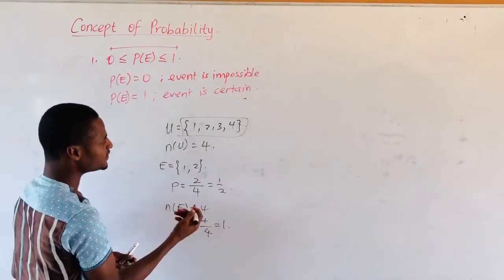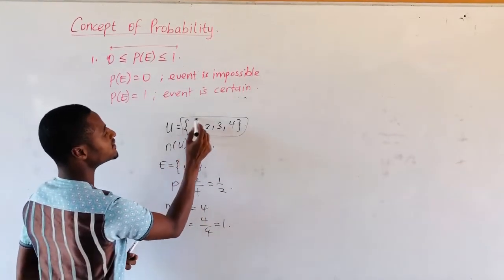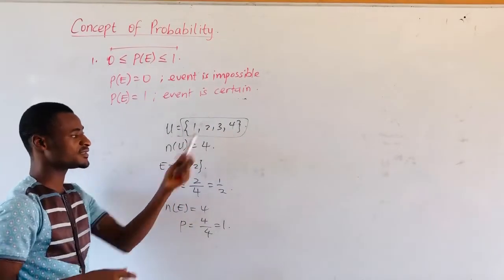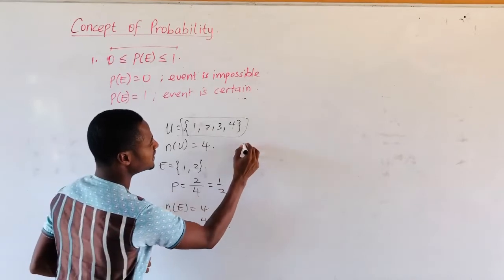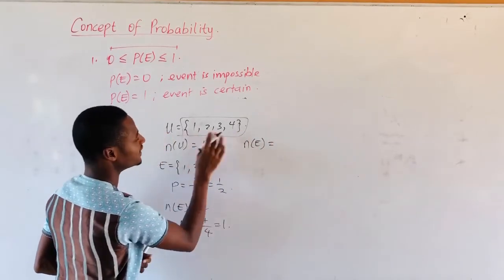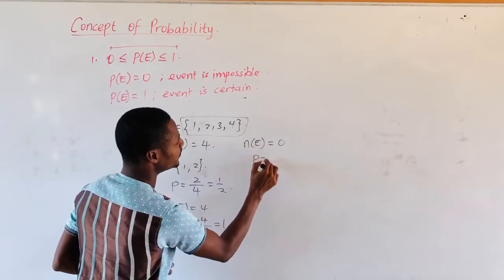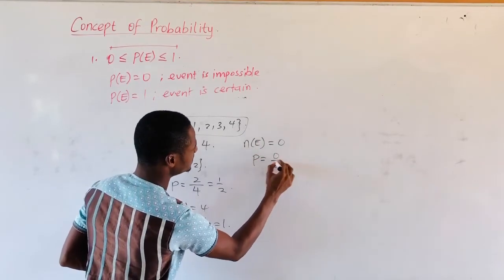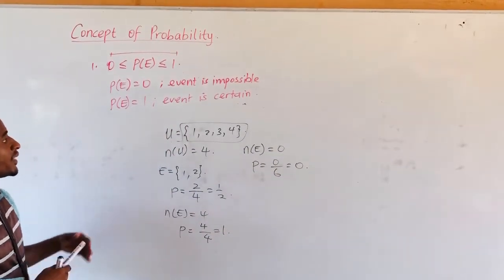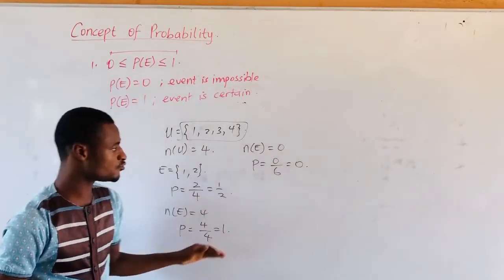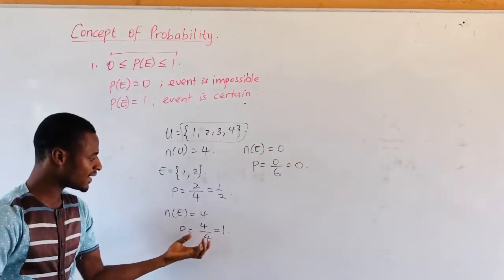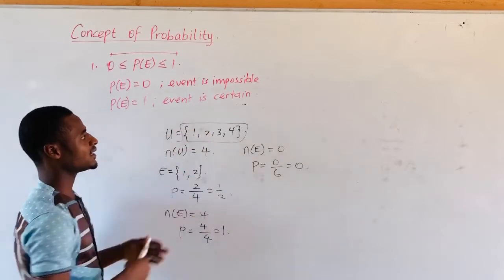And the smallest event we can get is a null set. We said the event is a subset of this. And the null or empty set is a subset of every set. So the number of elements in an empty set is 0. And that probability will be equal to 0 over 4, which will give us 0. So probability value must always range from 0 to 1. The smallest is 0 for the empty set, and the highest is 1 for the entire set.